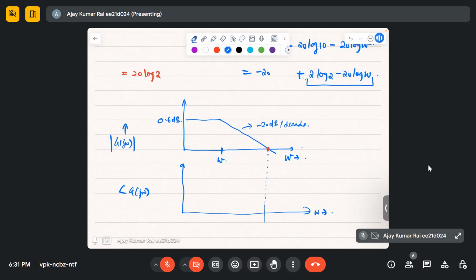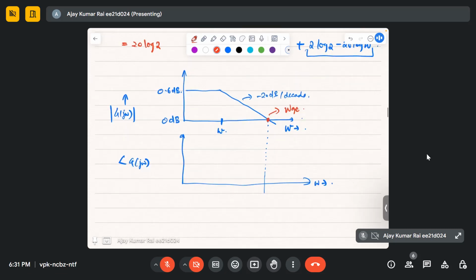Okay, and when the magnitude becomes equal to 1, that means you have 0 dB, right? So at this particular point, this is omega gc. The magnitude becomes 1, in dB you will get 0 dB. At that particular point we have phase equal to minus 180.